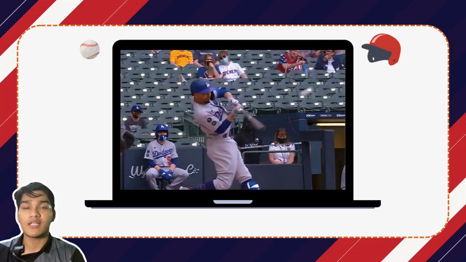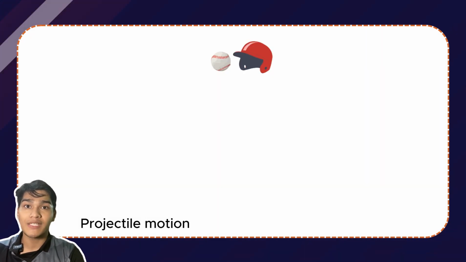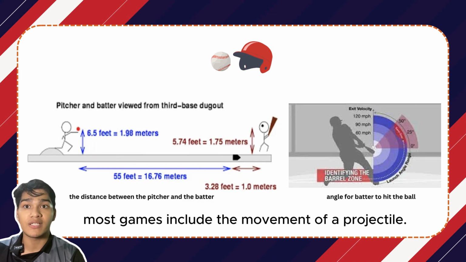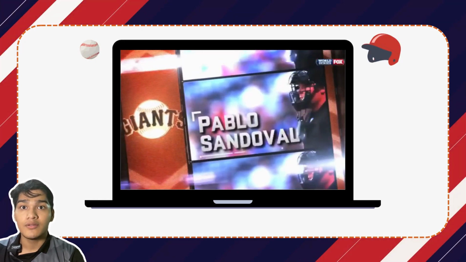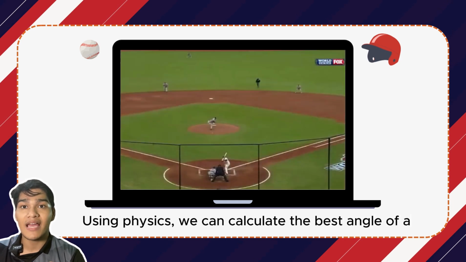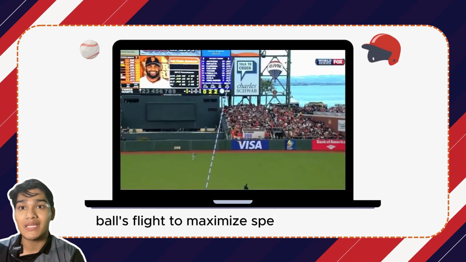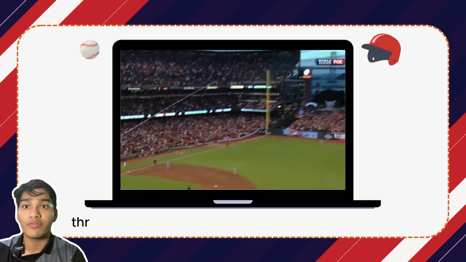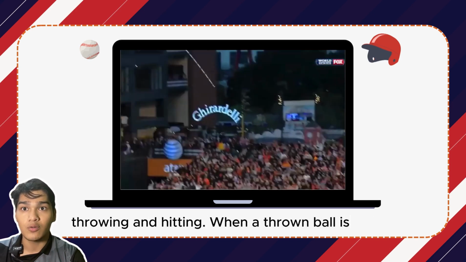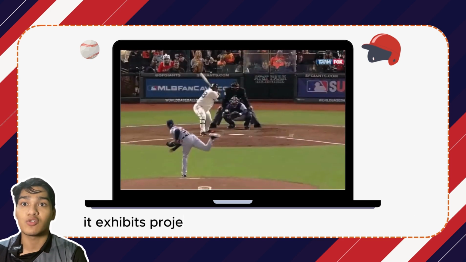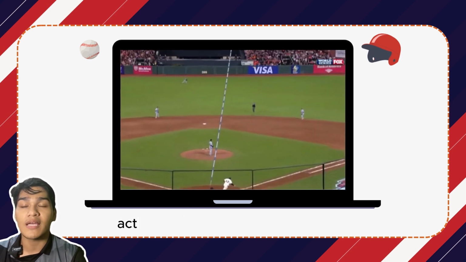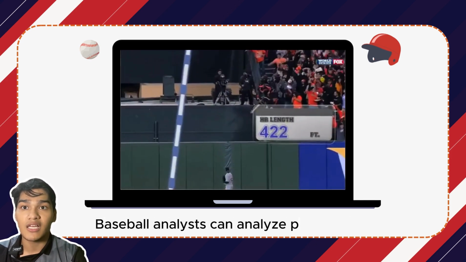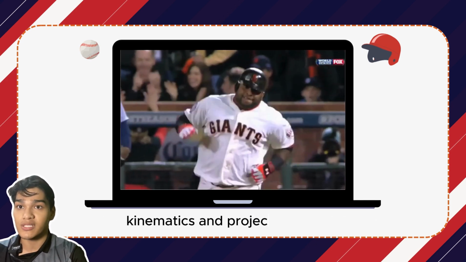Why do we use projectile motion in baseball? Projectile motion is highly common in sports since most games include the movement of a projectile, typically a ball. Using physics, we can calculate the best angle of a ball flight to maximize speed or distance. So in baseball games, projectile motion is used for both throwing and hitting. When a thrown ball is in mid-air, it exhibits projectile motion because the only force acting on it is gravity's acceleration. Baseball analysts can analyze pitches based on kinematics and projectile motions.